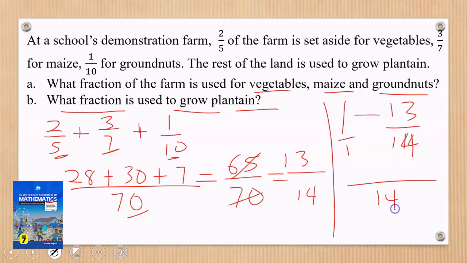Again, LCM is 14. 1 divides 14 as 14 times 1 will give us 14, minus 13, since 14 divides 14 as 1, times 13 will give us 13. So when we do simple subtraction there, we have 1 divided by 14. That means the portion of the land used for plantain is 1/14 of the land.